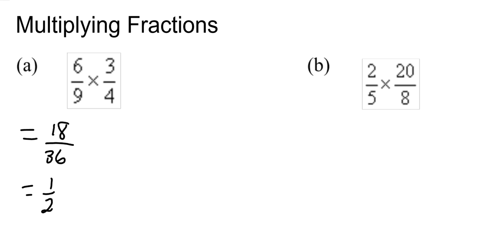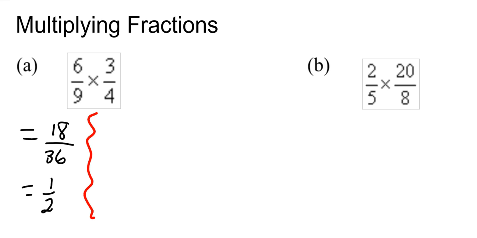Now, a slightly easier way, if it makes sense to you, is to use something called canceling. So what you're actually going to do is cancel things that are in common before you actually multiply. And to cancel, you have to look for things that are in common between something on the numerator and something on the denominator. So for example, 6 and 9 have something in common. 3 goes into both of them.